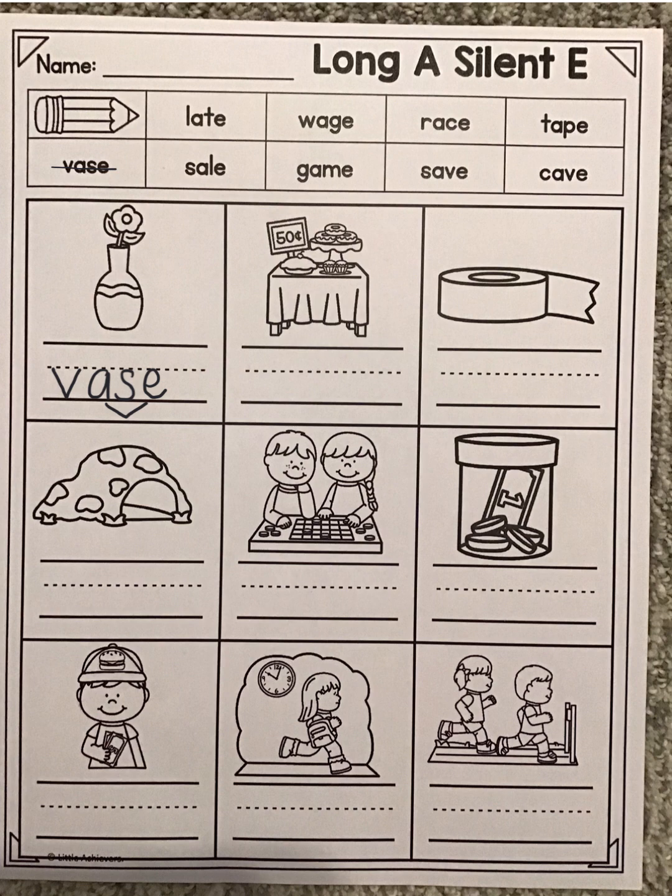The next picture is a picture of a sale. Looks like they're selling some yummy treats. Let's finger stretch the word sale. S-A-L, sale. Please write the word sale. S-A-L, with that silent E. We can see the pattern, vowel, consonant, silent E.